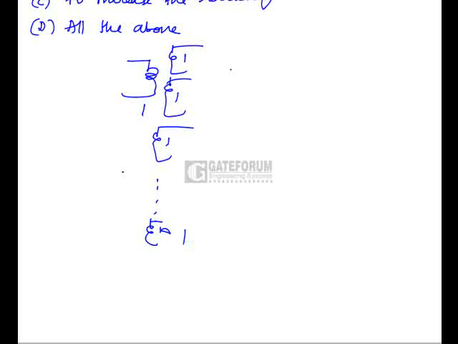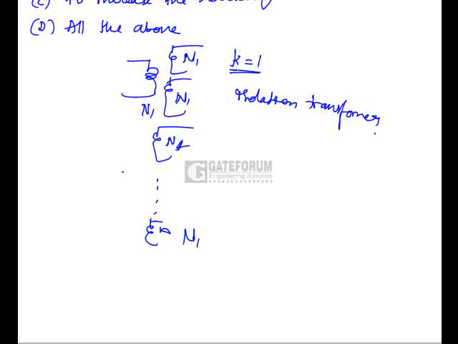That means the transformation ratio K is equal to 1. Since N1 is placed on the primary side, the same N1 number of turns is placed in each secondary winding. So transformation ratio K is equal to 1. That means it is called an isolation transformer, because it isolates primary from secondary.